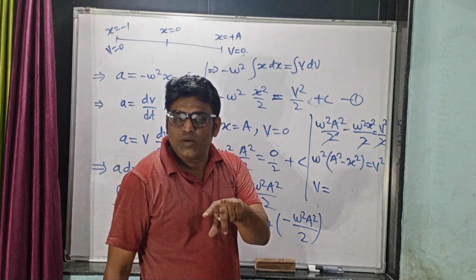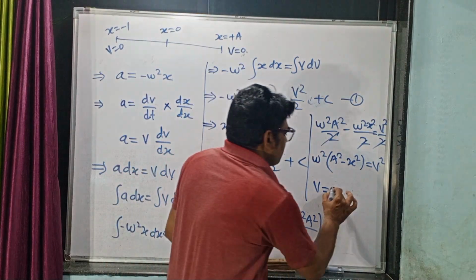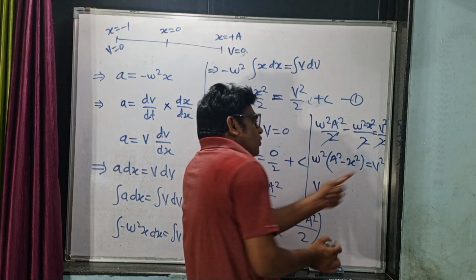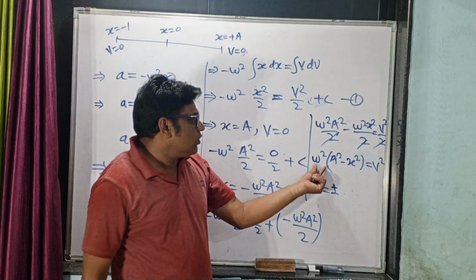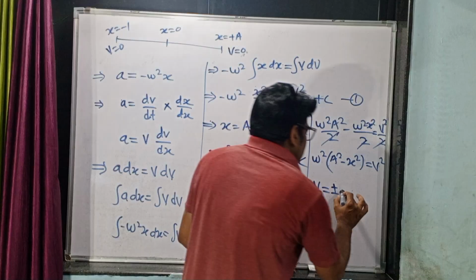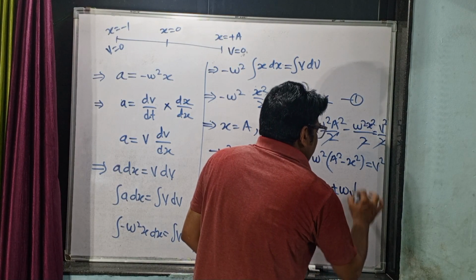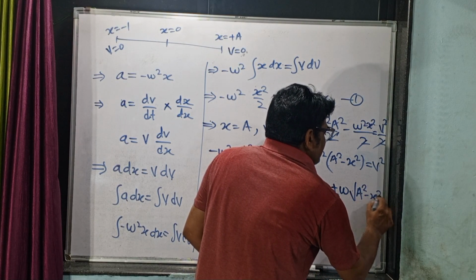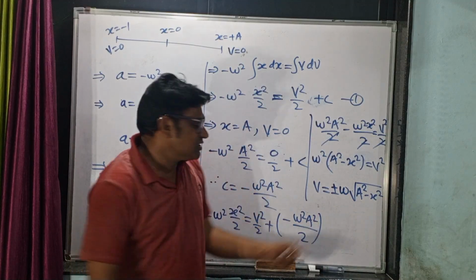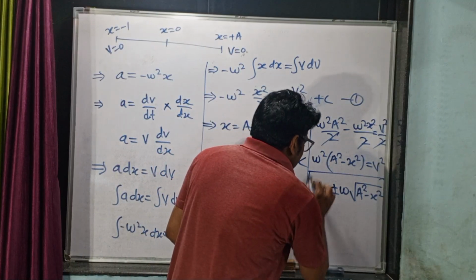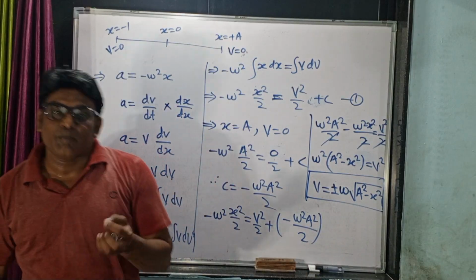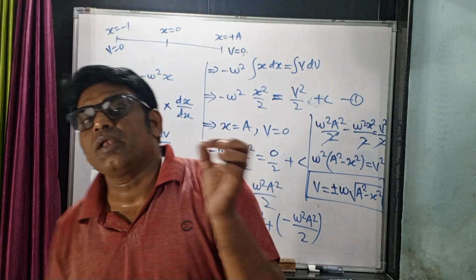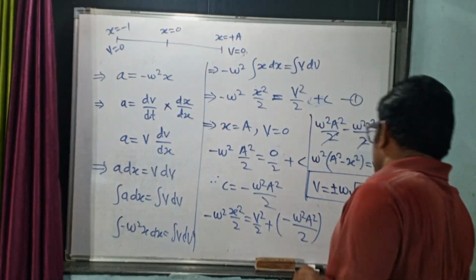Root has two values, one is positive, one is negative. So plus or minus root of this, taking square root on both sides. So root of omega square is omega, and this will be a square minus x square. So this is the general expression for velocity of the particle performing simple harmonic motion. Correct or not?